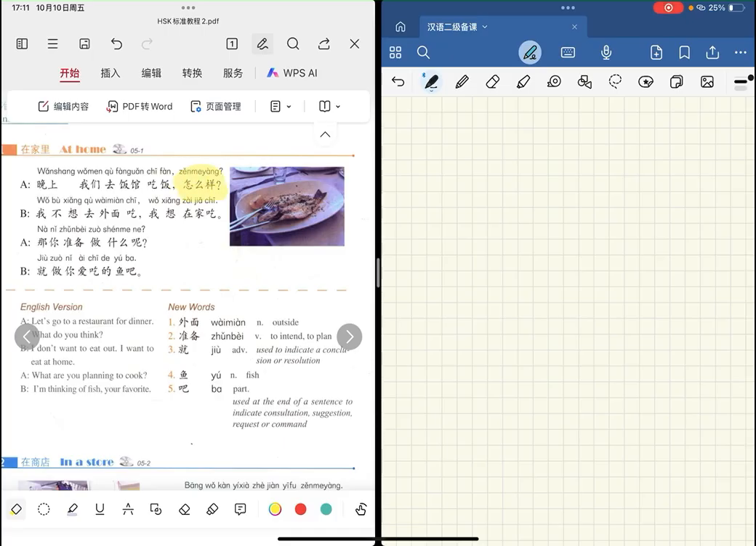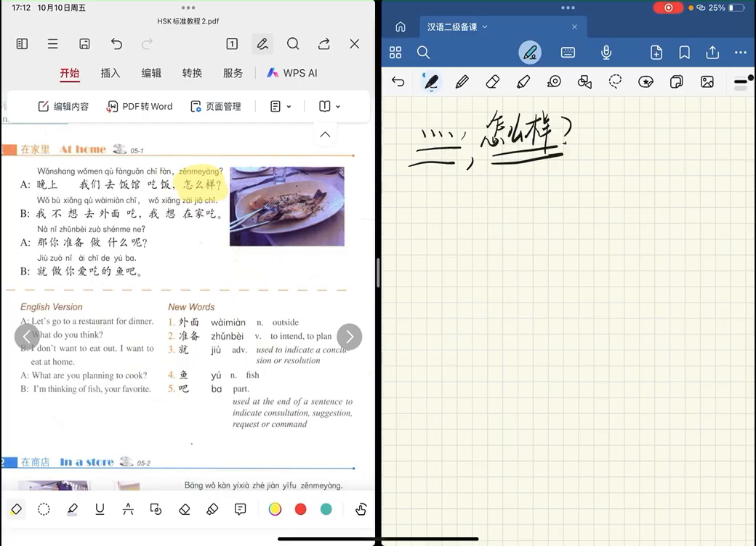So here's the structure. A statement expressing an idea or suggestion, plus 怎么样, how about, to ask for the other person's opinion. So in this, 晚上我们去饭馆吃饭怎么样, what do you think? We use this to ask for the other person's opinion. So let's see, what will B answer?